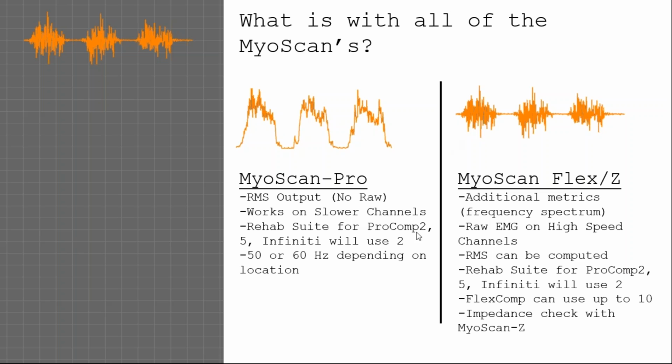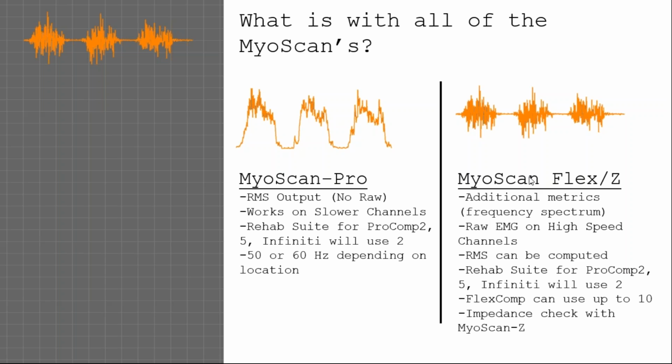The other part is our MyoScan Flex and our MyoScan Z. This ties to a raw signal. Why do I want a raw signal, you ask? There's additional metrics that are attached to that raw signal. The median frequency and the mean frequency are meaningful when we're trying to assess fatigue and when we're looking at which kind of fiber types are being dominant.